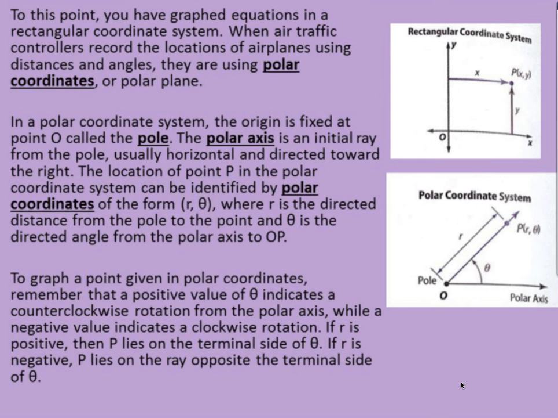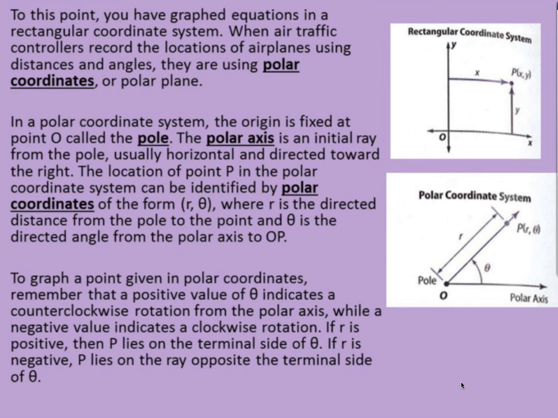So far, when we've been graphing equations, we've been graphing them in a rectangular coordinate system. When air traffic controllers record the location of airplanes using a distance and an angle, they use what we call polar coordinates, or they are plotted on a polar plane. In a polar coordinate system, the origin is fixed at a point O that's called the pole. The polar axis is an initial ray from the pole and usually is horizontal and directed towards the right.